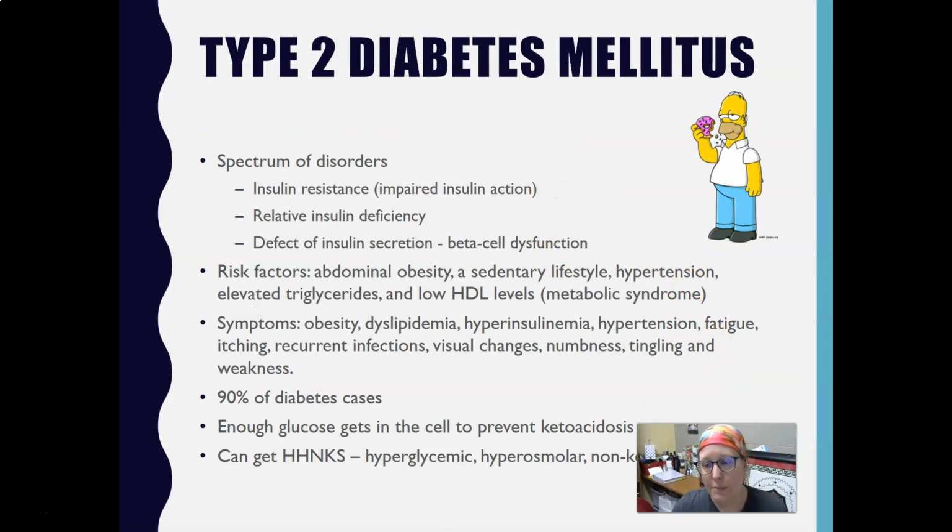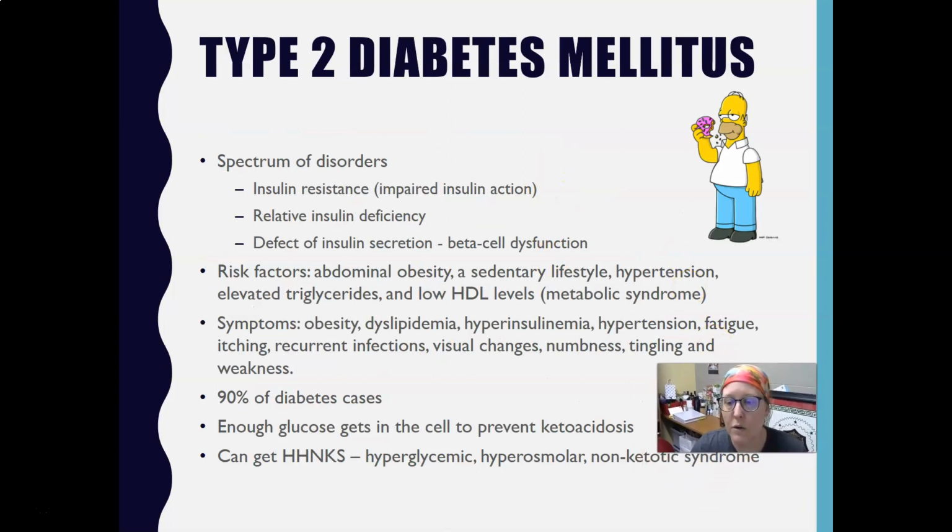Okay, so then let's go to type 2 diabetes. So this is our Homer with his big old belly and eating his donuts. If you want a poster child for type 2 diabetes, Homer Simpson is definitely one of them. So it is a spectrum of disorders. It is a chronic disorder. It develops slowly and kind of sneaks up on you. So you will see insulin resistance, so it's impaired insulin action. So the insulin is not docking on its receptor properly.